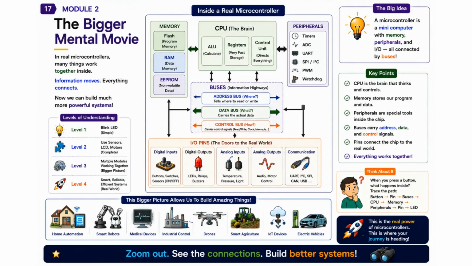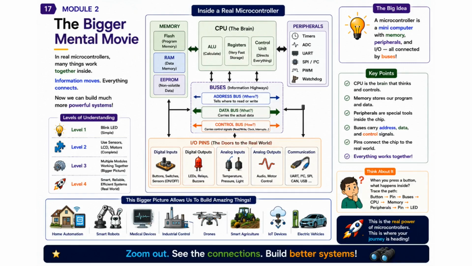On the other side, we have peripherals. Timers keep track of time. The ADC converts analog signals into digital values. UART, SPI, and I2C allow communication with other devices. PWM controls motors and power, and watchdog timers help keep the system safe and reliable.